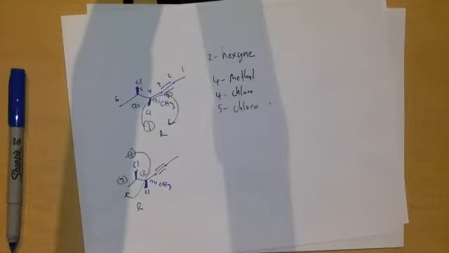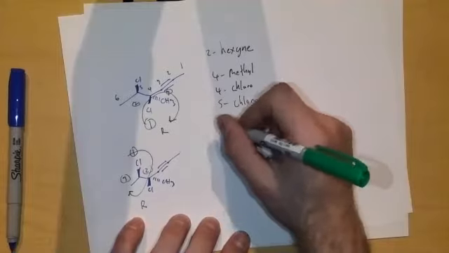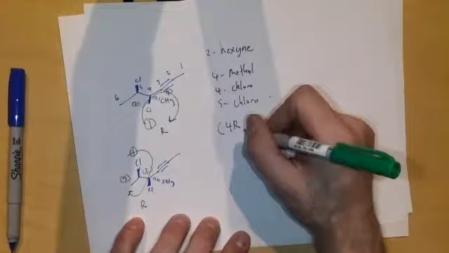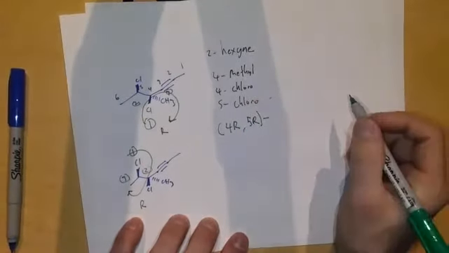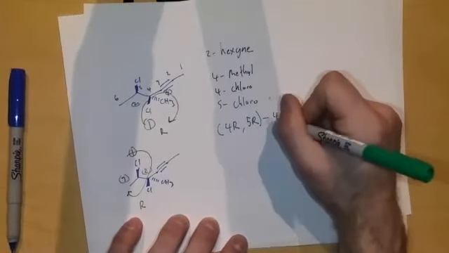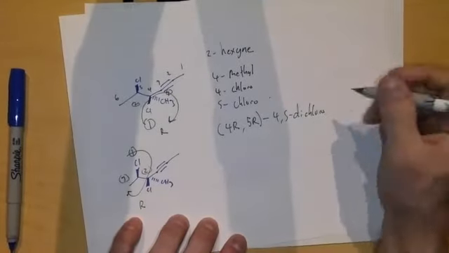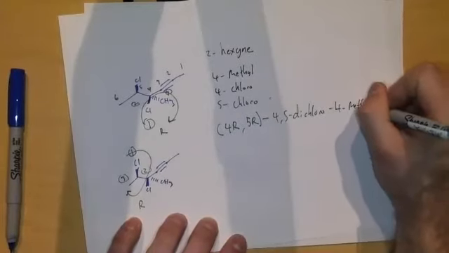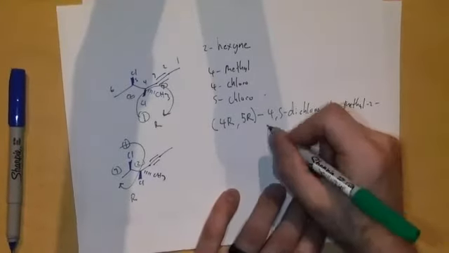Putting it all together, we have a 4R, because this Cl was on 4, 5R. Going alphabetical, we have 2 chloros here, 4, 5, dichloro, another methyl on 4, and then 2-hexyne.